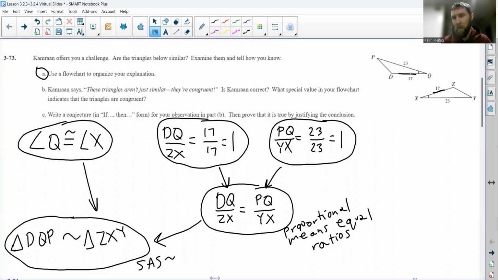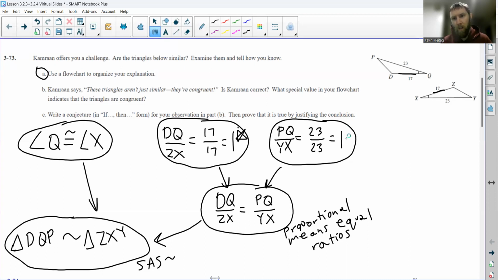Are these shapes the same size? And certainly the answer is yes, because the 17s are equal and the 23s are equal, right? So the side lengths are equal to each other. They're not just proportional, right? So what special value in your flowchart indicates that the triangles are congruent? That is right here.